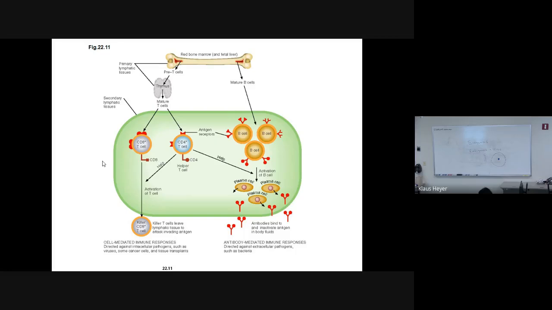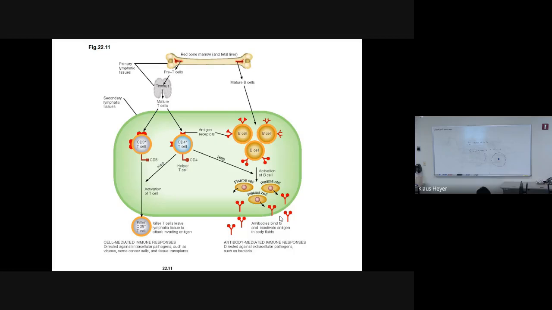That's called an antibody-mediated immune response. Antibodies are not actually cells. If you follow it all the way to the bottom, these red things, those are just proteins. And they're not actually attacking the pathogen. They're just doing stuff to the pathogen to slow it down.